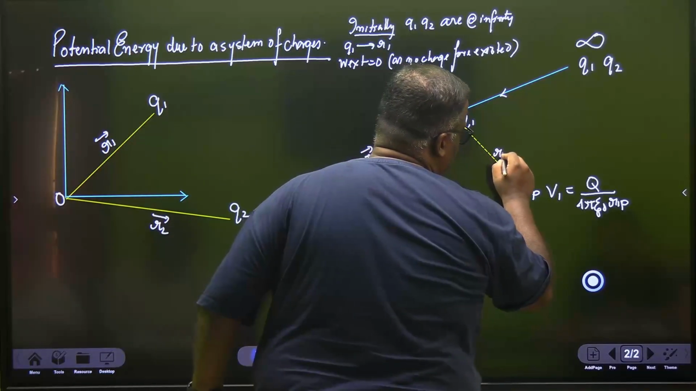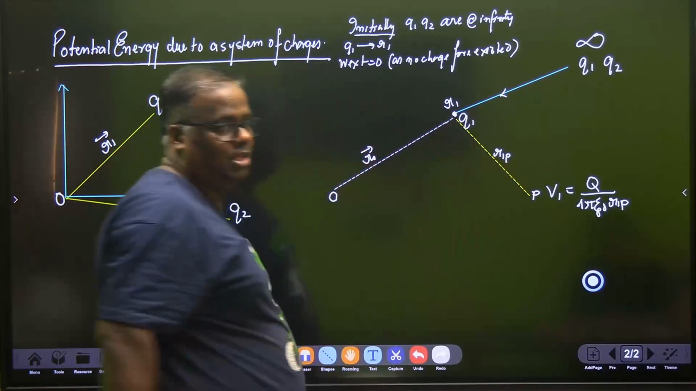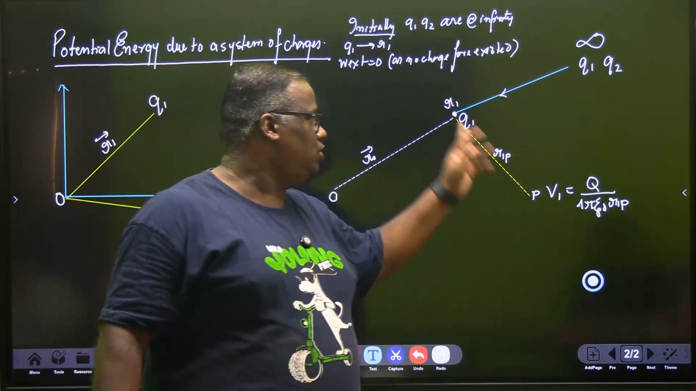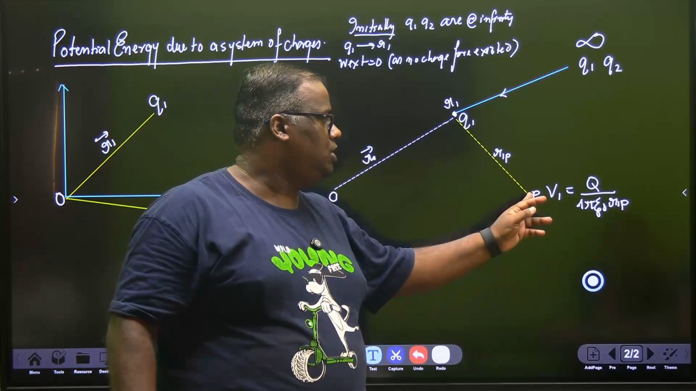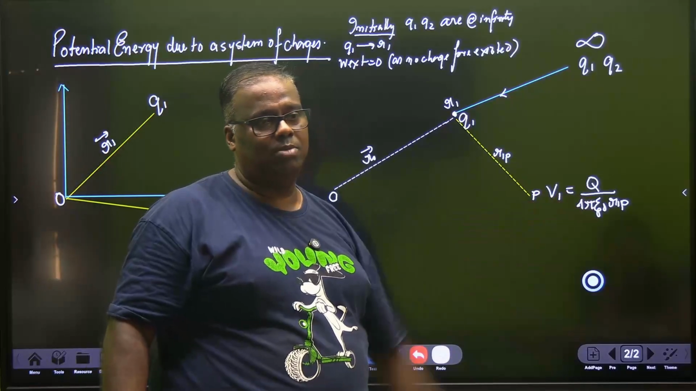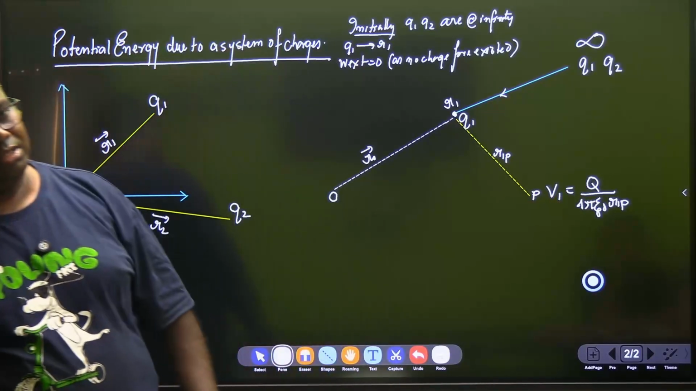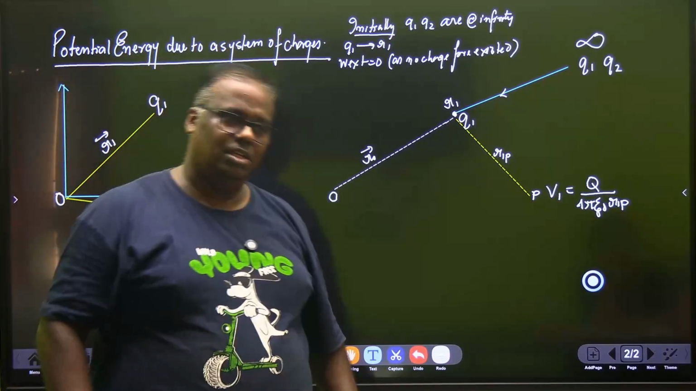Now, since you have brought Q1 here, take any arbitrary point P. This distance between R1 and P is R1P. There is a potential which you will feel due to Q1. Do you agree or not? What is the potential at a point due to a charge? Q by 4 pi epsilon 0 R. This R is R1P. Right?